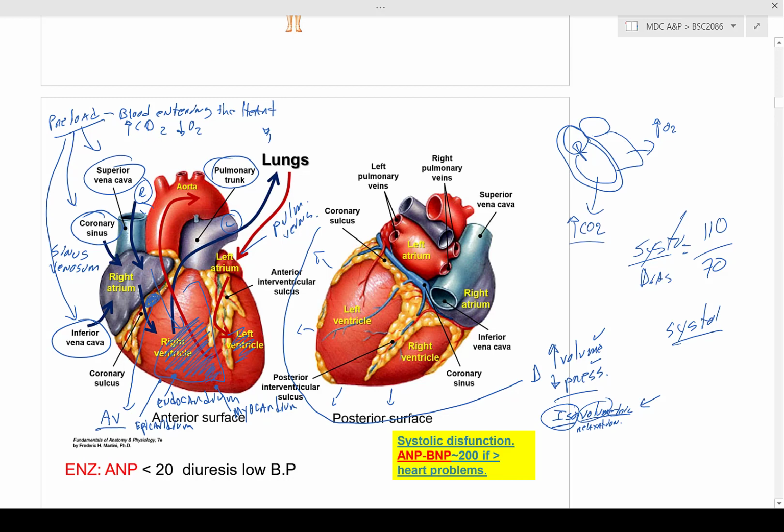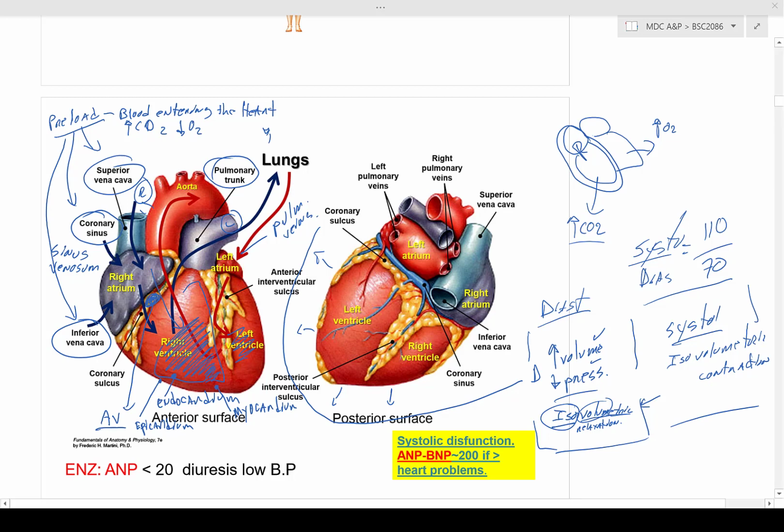So in systole, what do we do? We see the same thing but opposite. Isovolumetric what? What did we see in diastole? This was diastole, right? So isovolumetric contraction. Everybody got it? So this is again in systole, this is in diastole.